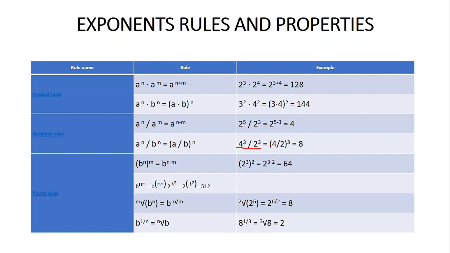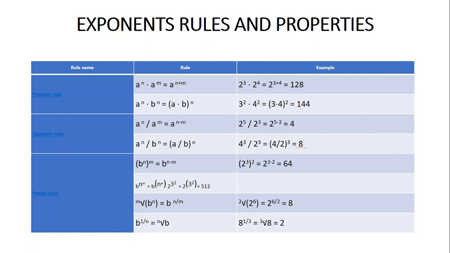4 to the third power divided by 2 to the third power. Then let's divide the bases because the bases are different, but the exponents are equal. Then 4 divided by 2 is 2, and as the exponent is equal, then 2 to the third power. 2 to the third power is 2 times 2 times 2, that is 8.